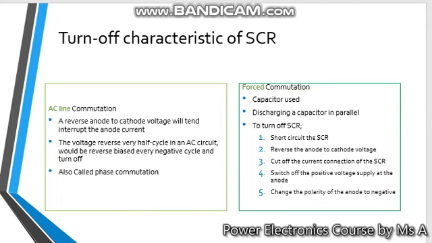Forced commutation. To create a reverse bias voltage across the SCR, which is in the line of a DC circuit, capacitors can be used. The method of discharging a capacitor in parallel with an SCR to turn off the SCR is called forced commutation. To summarize, to turn off an SCR, we can first short circuit the SCR, reverse the anode to cathode voltage, cut off the current connection of the SCR, switch off the positive voltage supply at the anode, and change the polarity of the anode to negative.